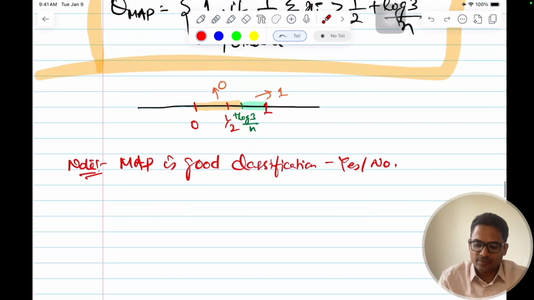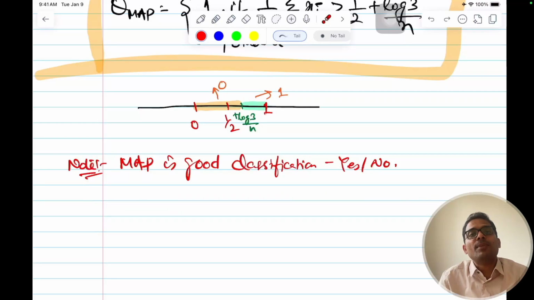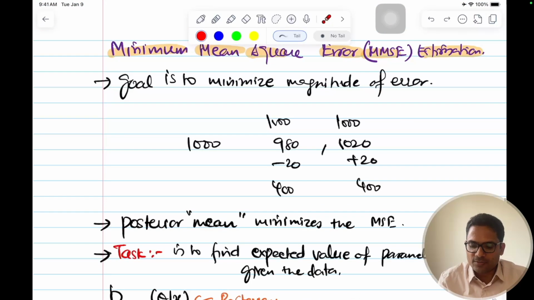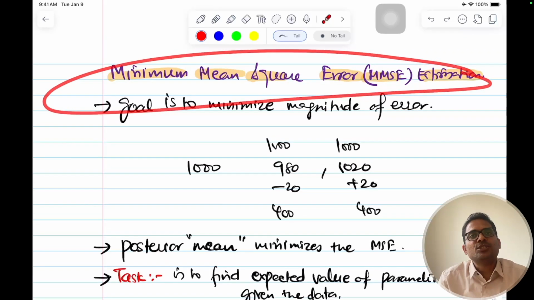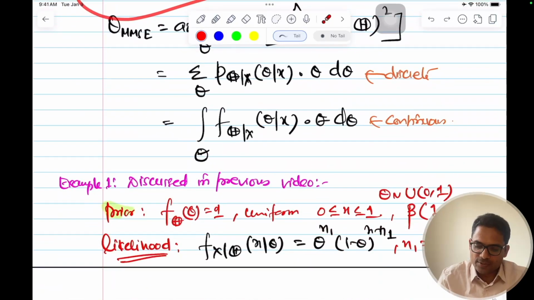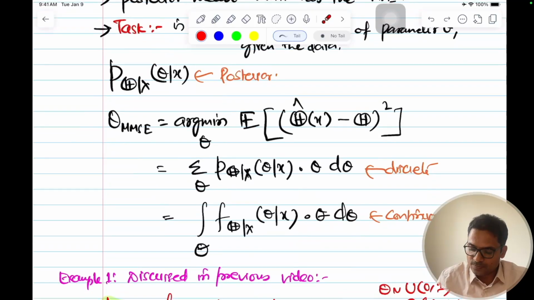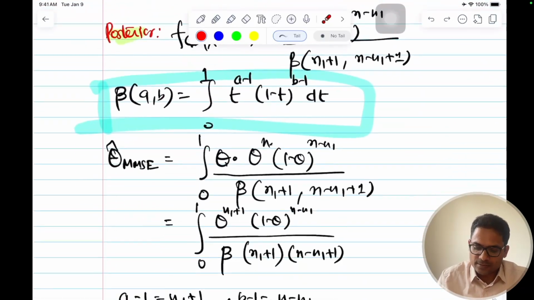Okay, and then we saw that MAP is only good for classification. Yes, no kind of problems. What if we need a magnitude of the error? Okay, then we went for minimum mean squared error estimation, and we found MMSE for 2 cases. MMSE is just the expected value of the mean squared error, where we have the posterior distribution into the value of theta, and we do an integration or summation over all the things as we do for expected value, and then we calculated that.